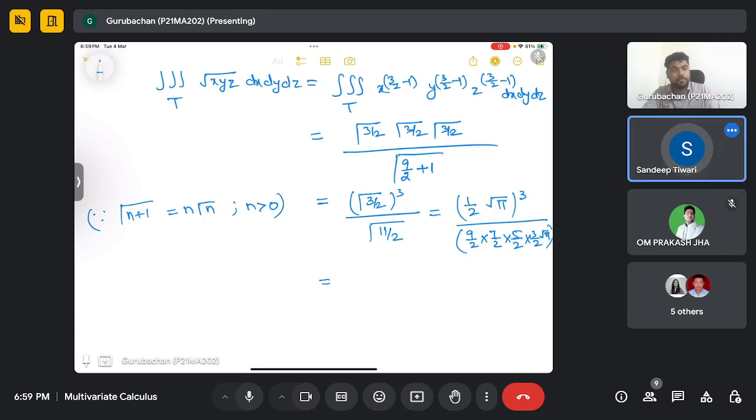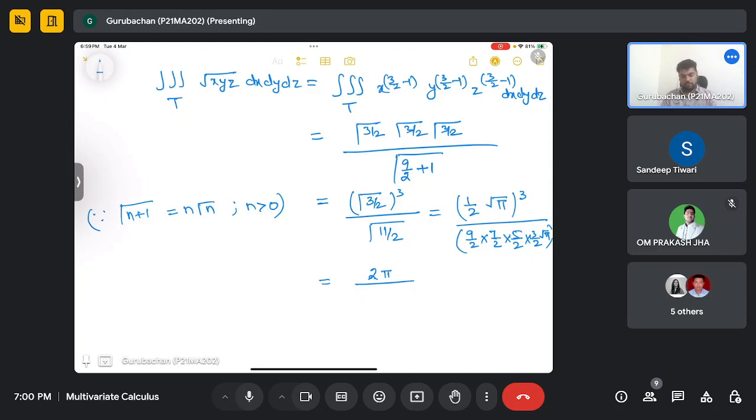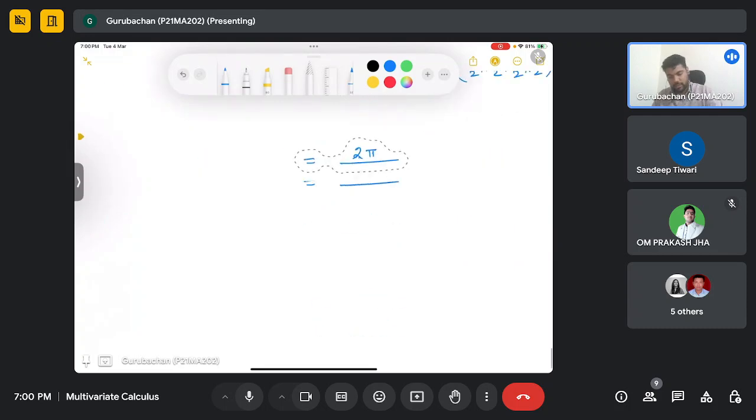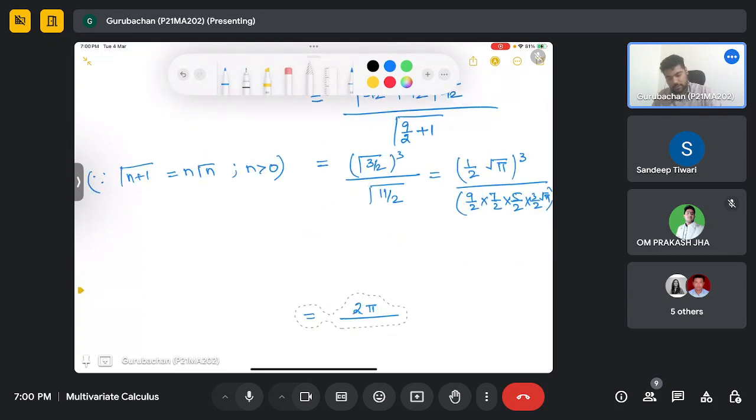So 2 pi, under root pi will cancel out. 2 pi divided by 63 times 15. So what is that? 63 into 15 is 945. Tell me whether there is some mistake or not in solving this integral. Is there any mistake?